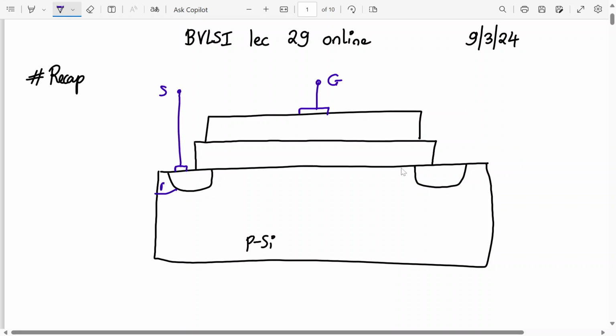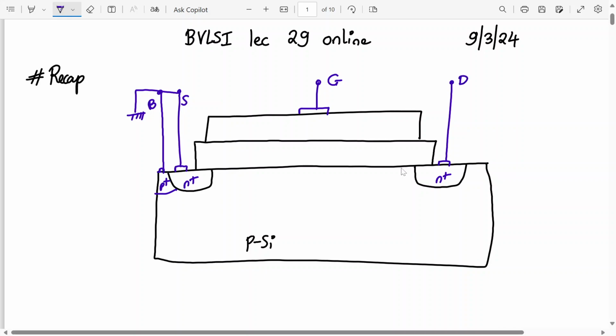What is this terminal? Can you tell me? This is N plus, this is N plus. What is this terminal called as? Anyone? Body terminal. Yes, this is body terminal. Normally body terminal and source terminal are at the same potential. We ground them. This is my drain terminal.